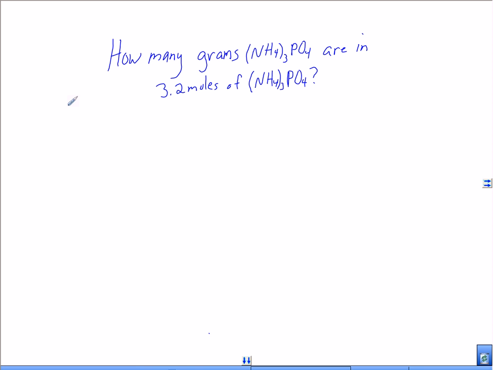Now when I look at my formula, (NH4)3PO4, I see first off that I have that 3 on the outside of the parentheses. And I've taught you in class that that 3 distributes to both the nitrogen and the hydrogen. So we have 3 nitrogens there. And each nitrogen, if I look on the periodic table, has a mass of 14.01.